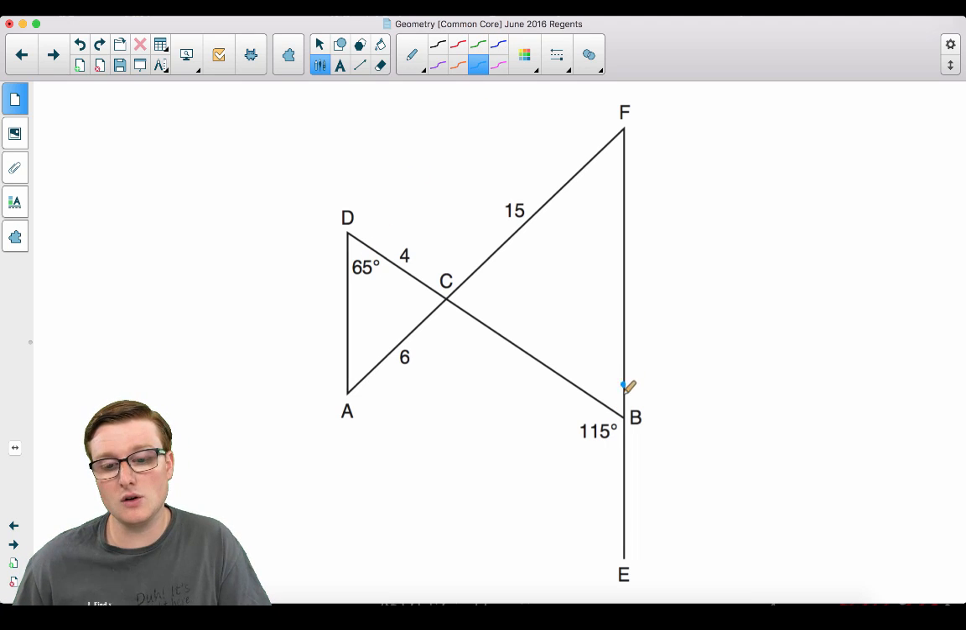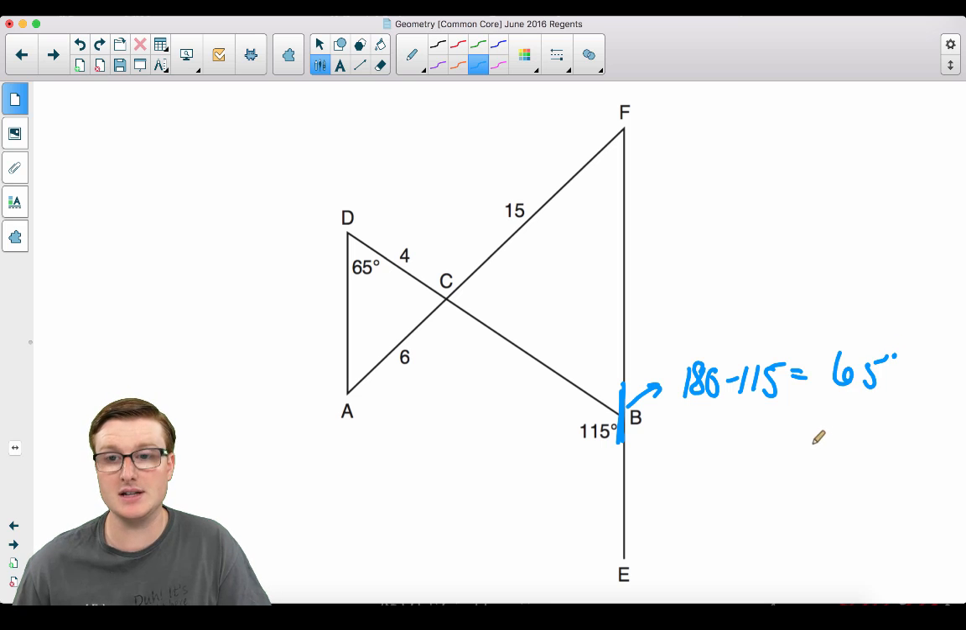Because this angle over here, this angle right there, this is a straight line. And a straight line forms 180 degrees. This is a linear pair. Well, what is 180 minus 115 to get the angle next to it? Well, that's just going to be 65 degrees. So this angle right here is 65 degrees.